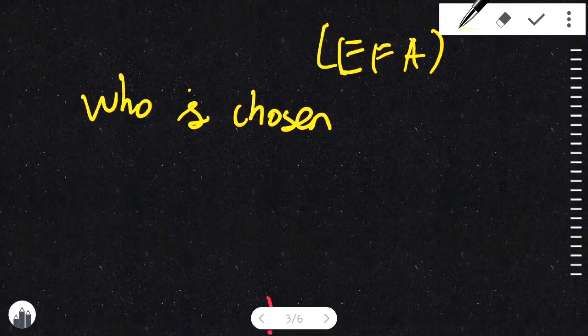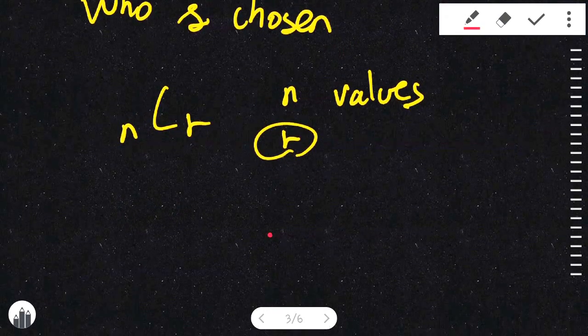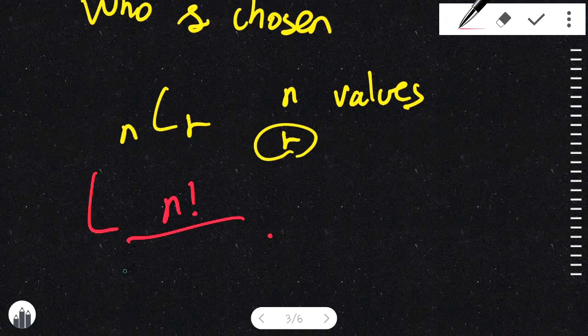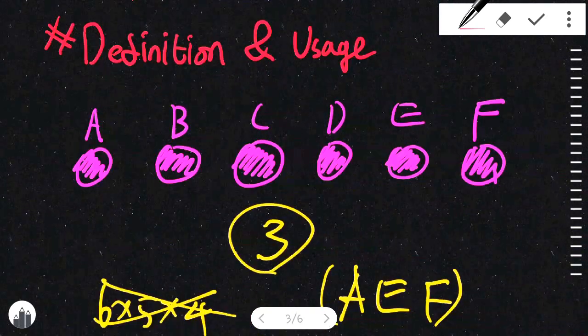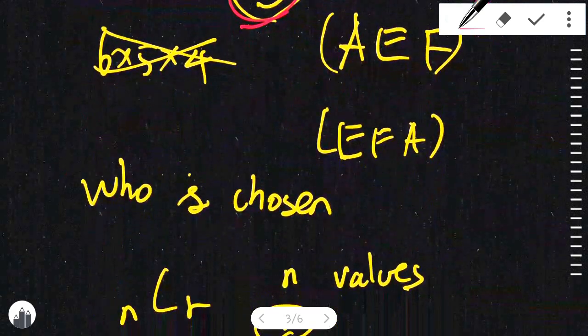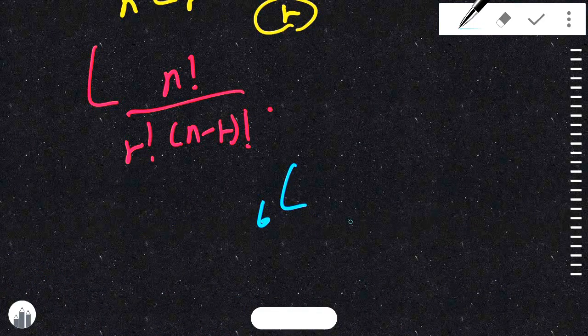The equation for combination is nCr. If you change this into a mathematical equation, it becomes n factorial divided by r factorial times n minus r factorial. It's kind of tricky, right? Let's apply this to the equation above. We have 6 candidates and we're going to be choosing 3. So the equation will be 6C3.